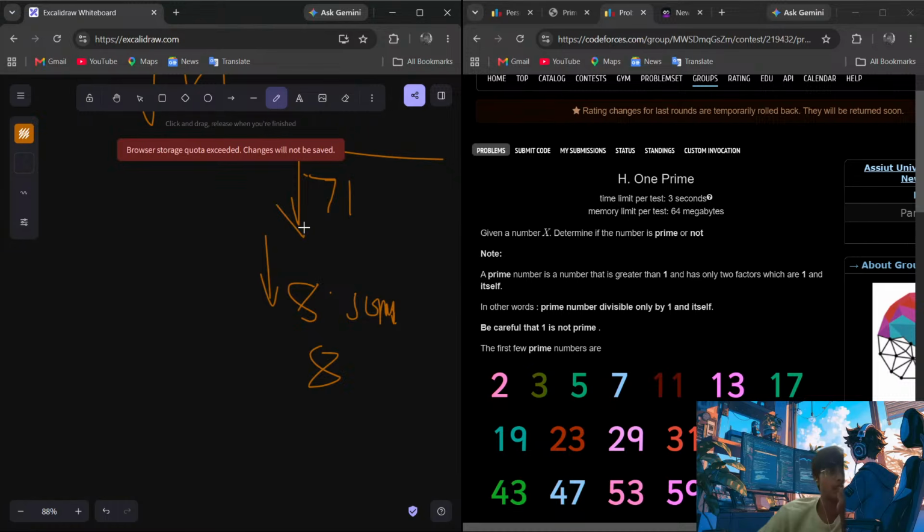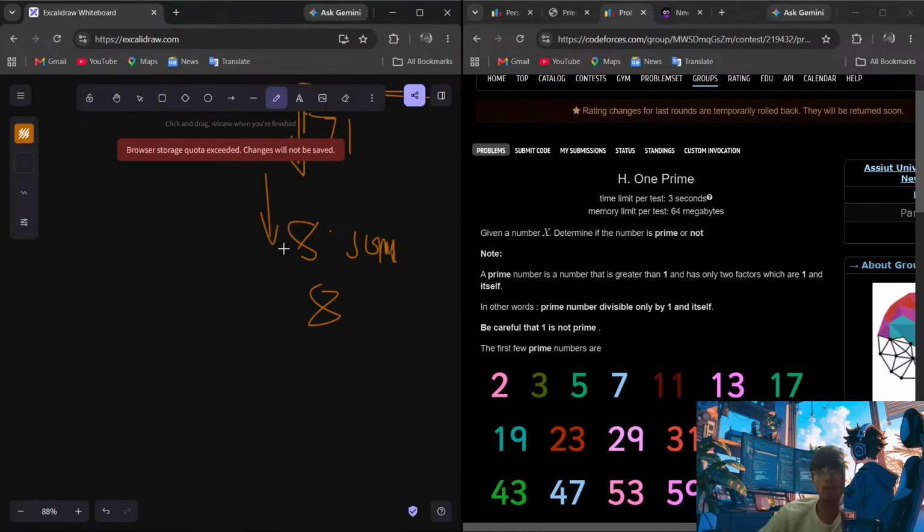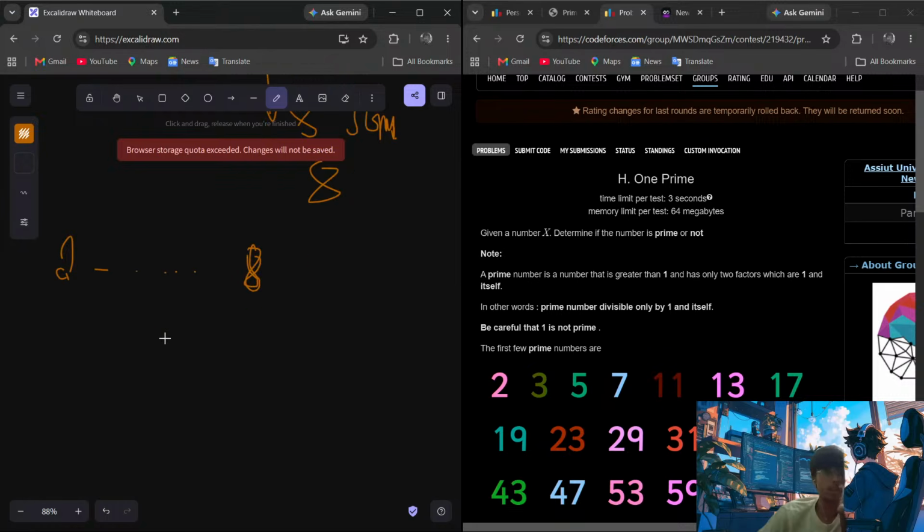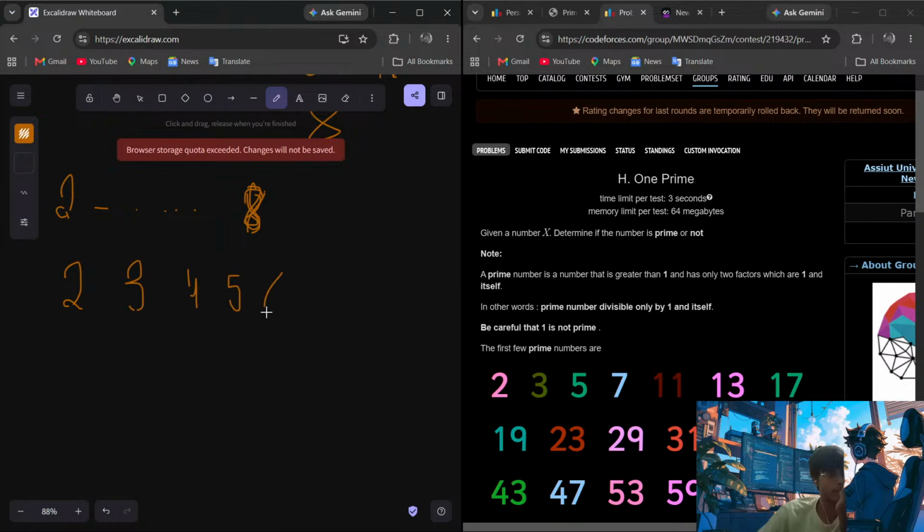If I want to check whether that particular number is prime or not, I will start from 2 and go till 8, and I will check. So it means I can divide it by 2, then by 3, then 4, then 5, then 6, then 7, then 8.